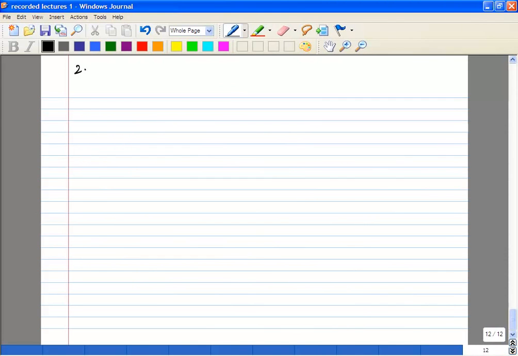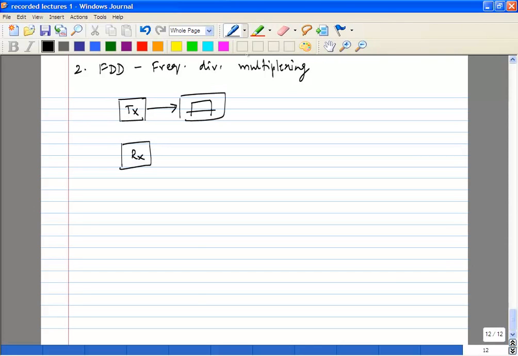The next kind of multiple access technique is called FDD, or frequency division duplexing. So if you consider a single transceiver, you have the transmitter and the receiver, and each one of these uses a specific frequency. The receiver uses the frequency band FR, and TX uses the frequency band FT. So you have FT being transmitted and FR being received.